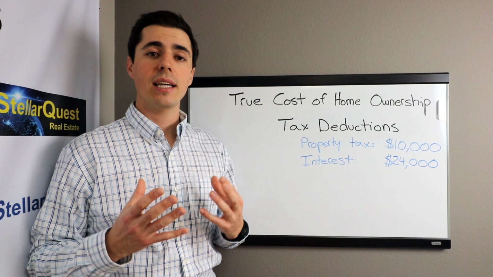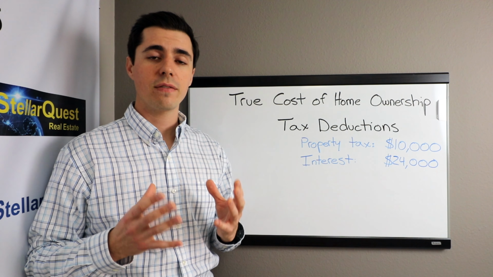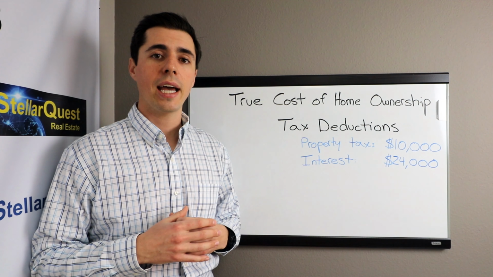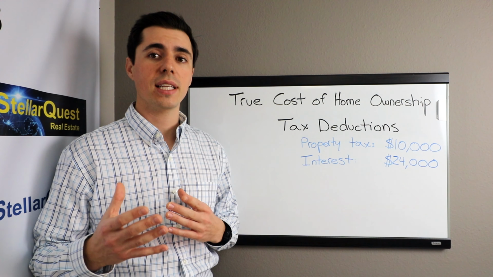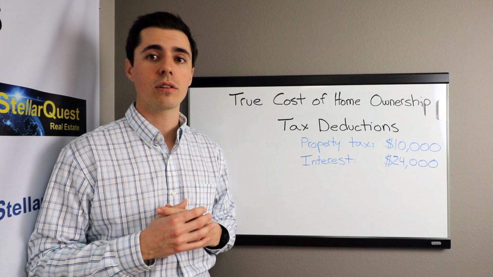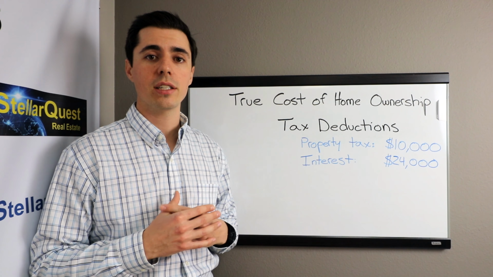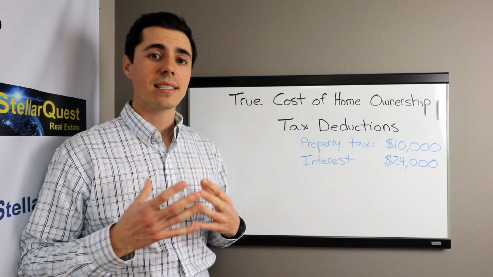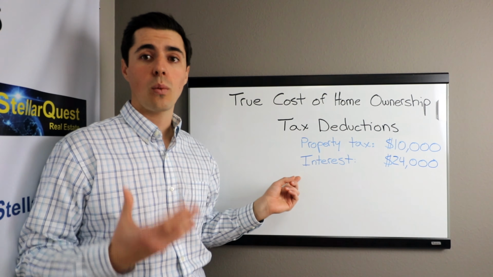You can deduct the interest on up to $750,000 of your mortgage. So if you borrow $750,000 or less, you can deduct the entire amount of interest you paid. And if you're borrowing more than $750,000, you're limited to the interest you pay on the first $750,000 of your mortgage. Since in our hypothetical example, the buyer borrowed $800,000, we were limited to $750,000. But that still added up to roughly $24,000 in interest payments.